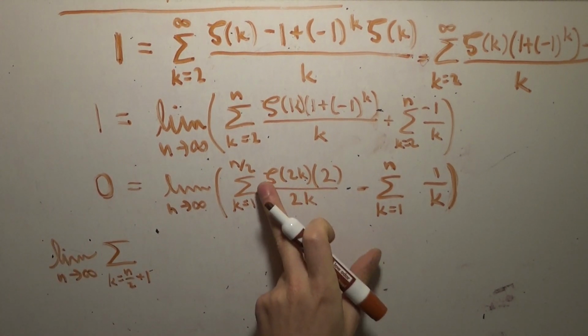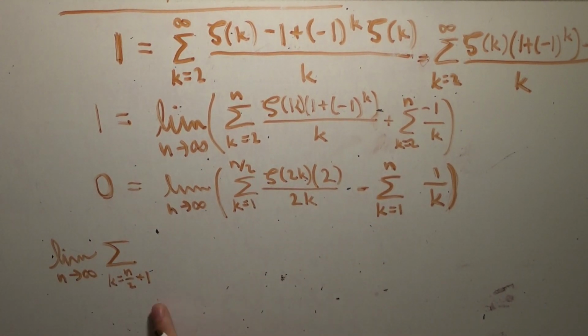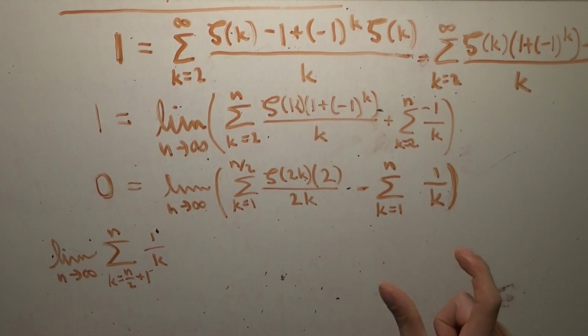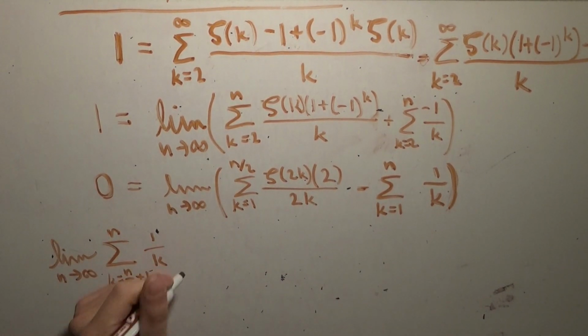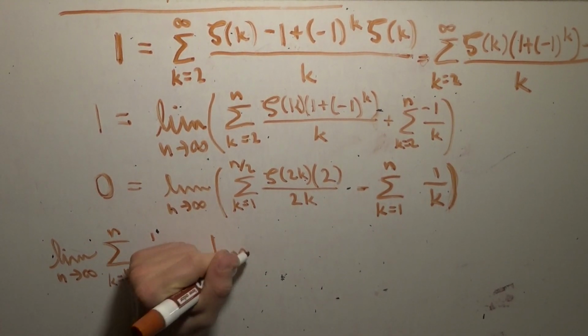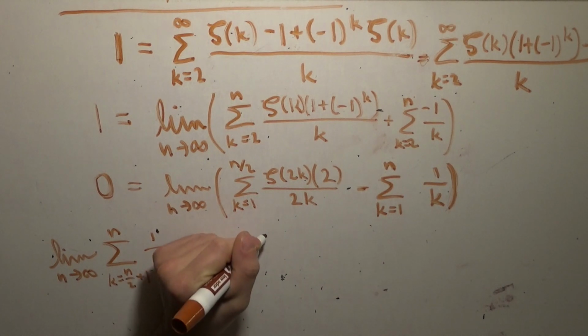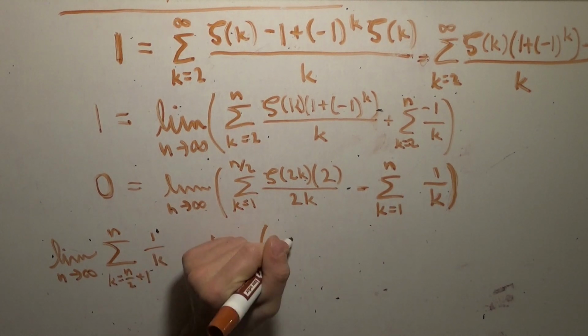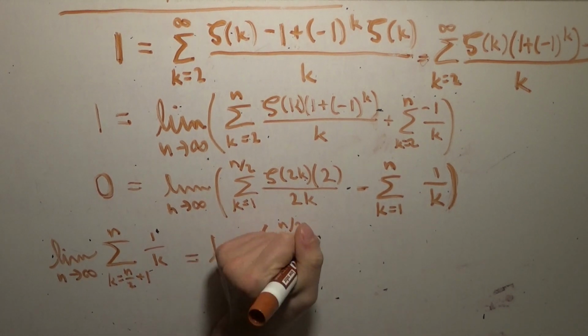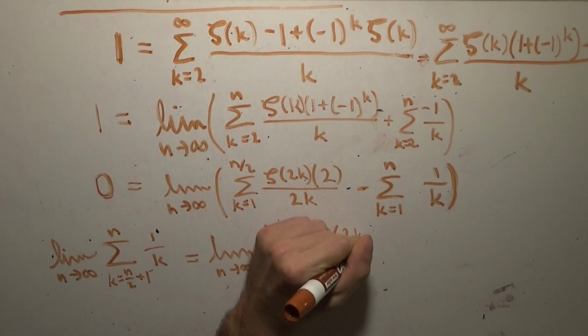Because we want to start at the term after n over 2, right? So n over 2 plus 1 all the way up to n of 1 over k. And so I've just taken that part of this series and moved it to the left-hand side of the equation. And so we still have the rest of the stuff over here. So we have the limit as n goes to infinity of the series from k equals 1 to n over 2 of zeta of 2k.